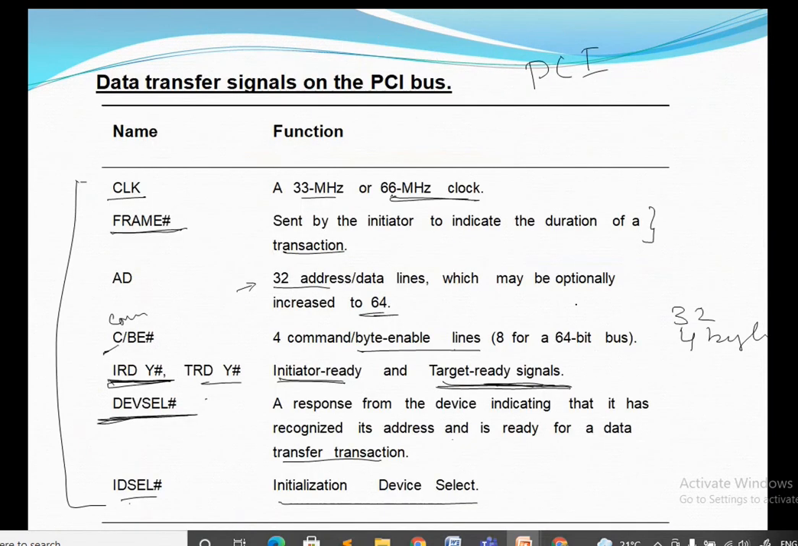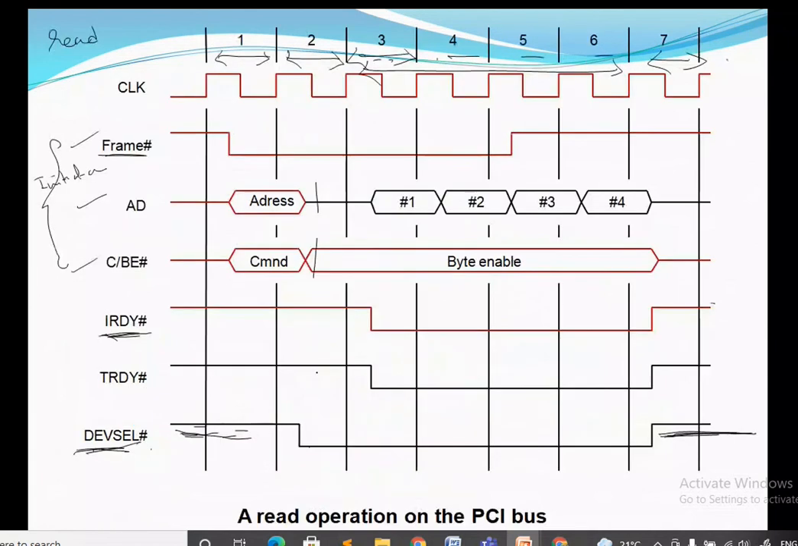If they ask, you should be able to make use of these signals, draw this diagram, and explain in your own words how the initiator is going to place the information and request the task, and how the target device is going to respond. Just read it once, you will understand.